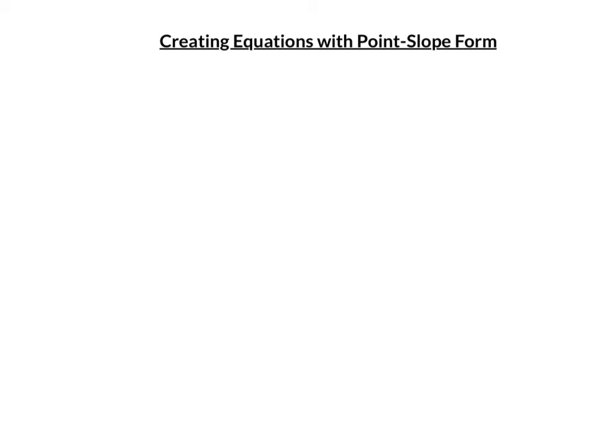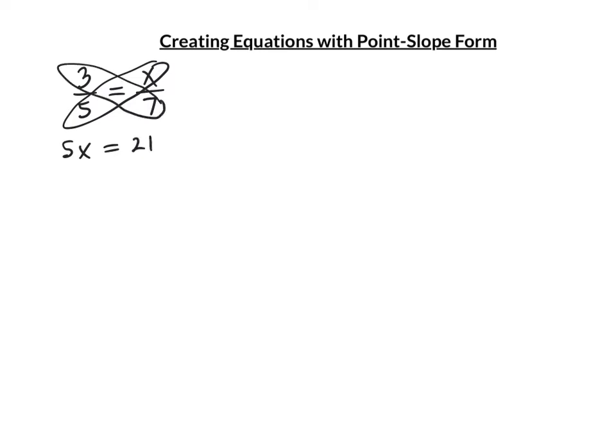Remember cross multiplying? Remember that if you have 3 over 5 equals x over 7, you can cross multiply and say, hey, 5 times x is 5x, 3 times 7 is 21, and I can divide by 5 and I can figure out what x is, 21 over 5. Well, we're going to do that same thing with the slope formula.